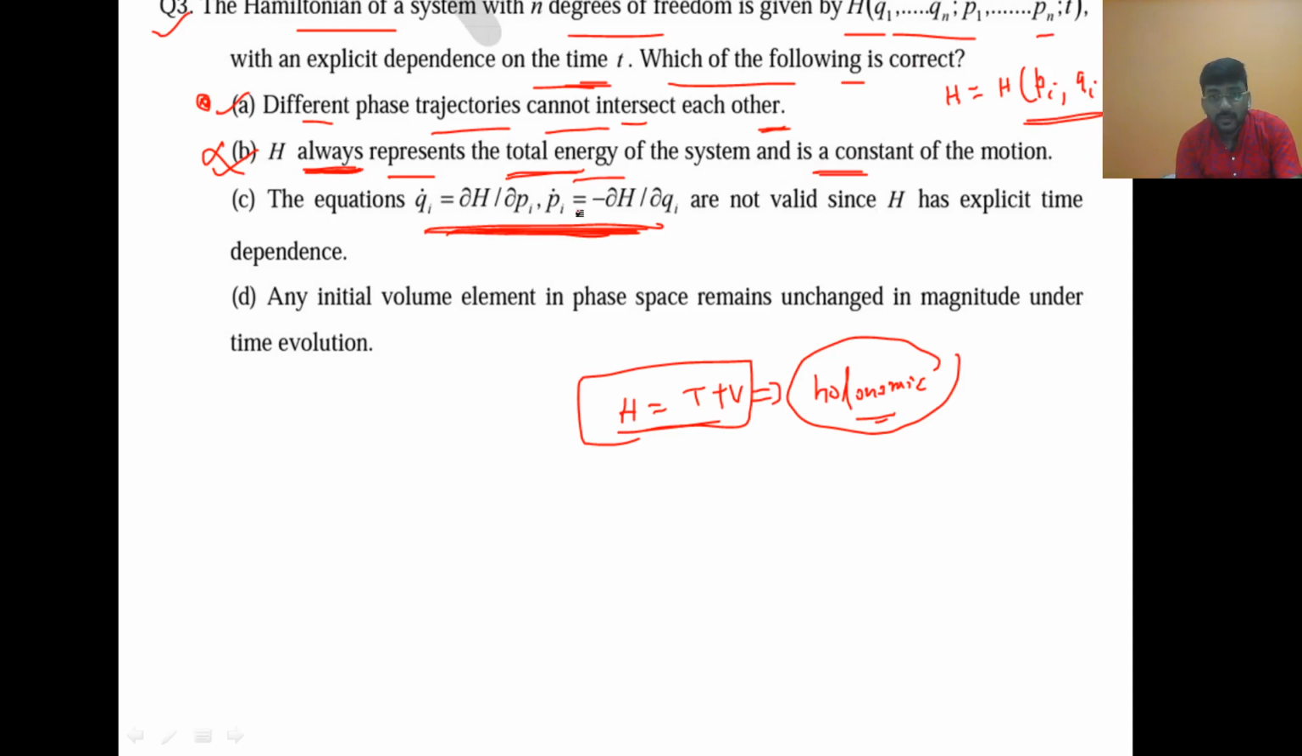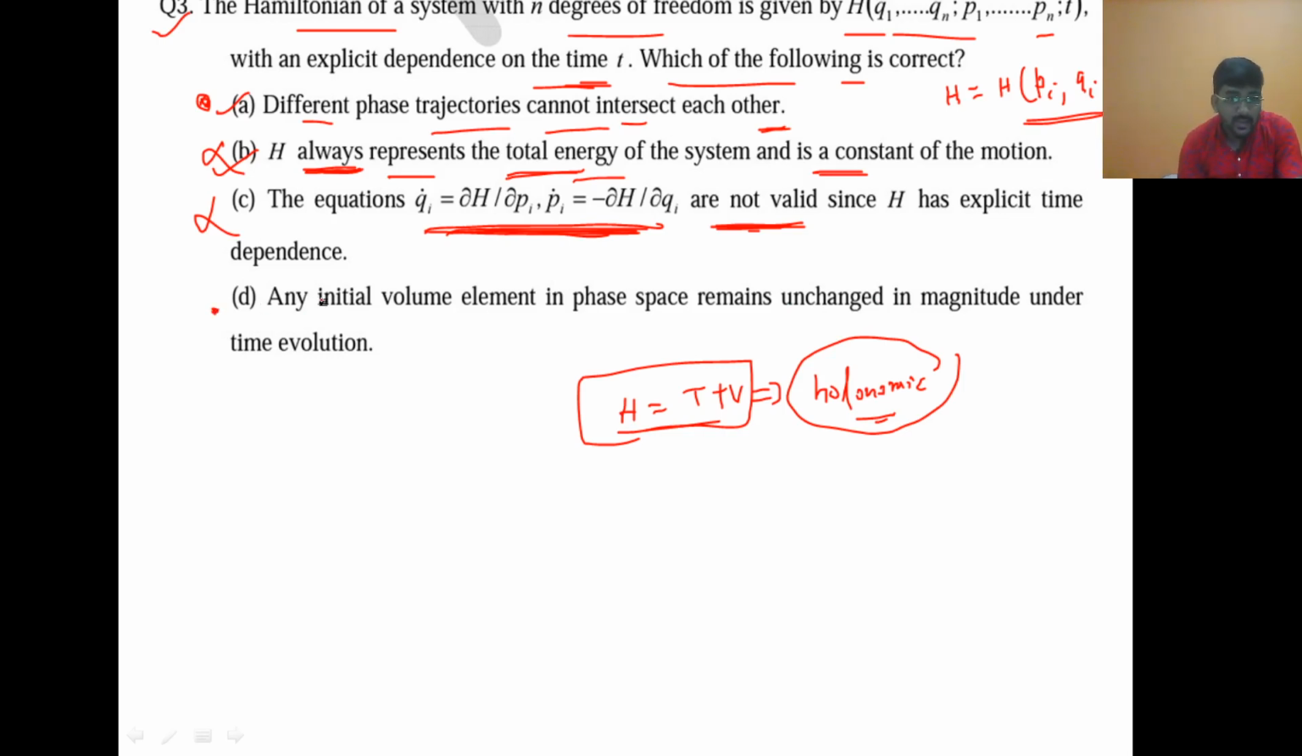So this is correct, but here it is said to be not valid, okay. So this will not be the answer also. And the question D, that is, any initial volume element in phase space remains unchanged in magnitude under time evolution. So this will also be correct.